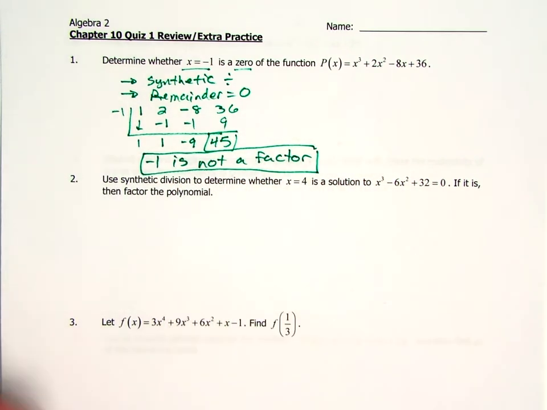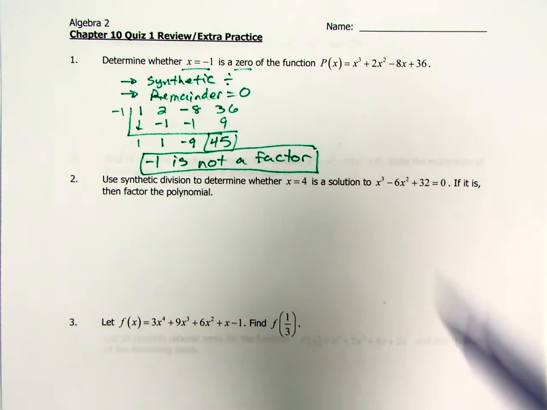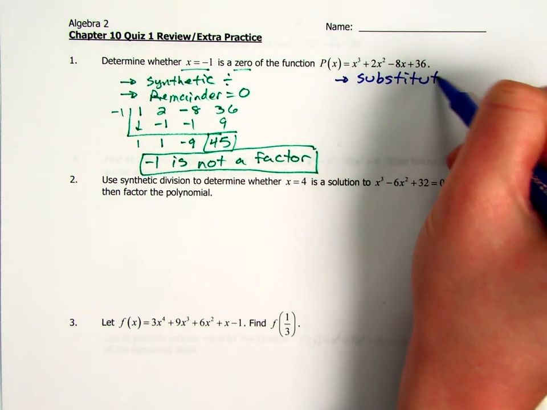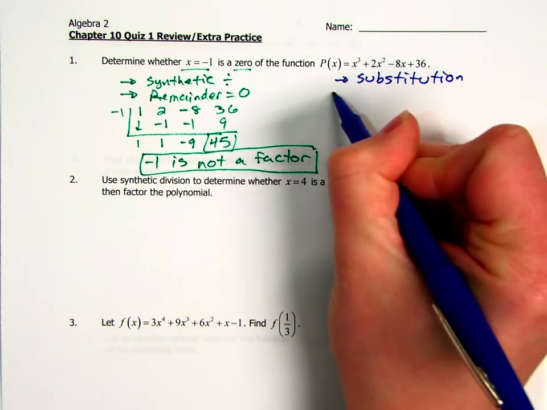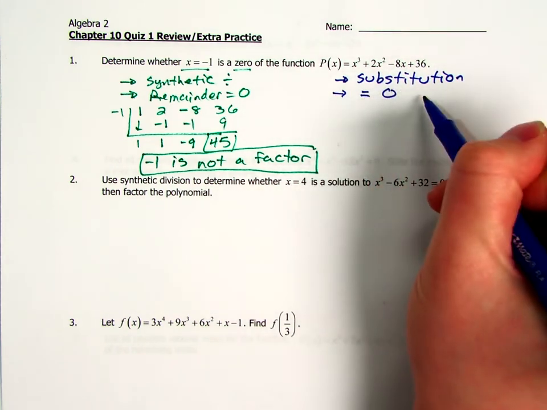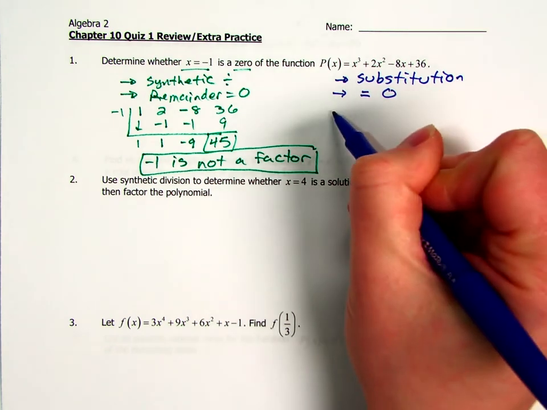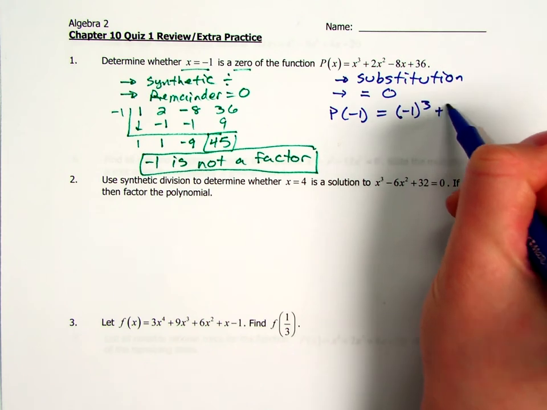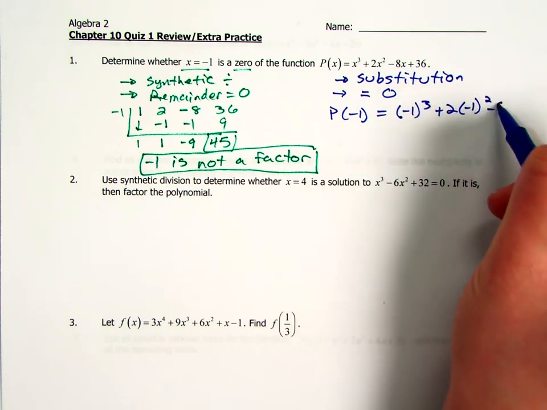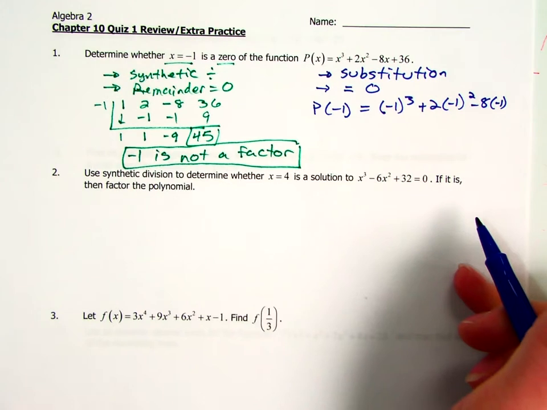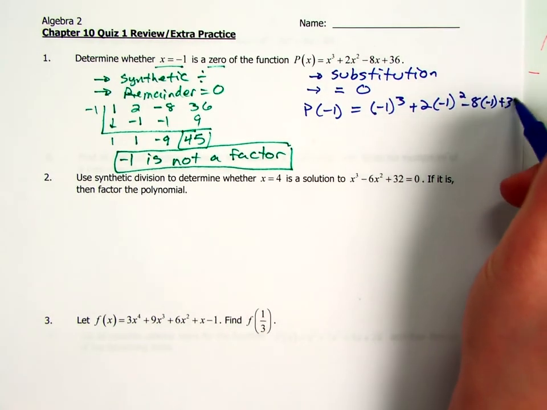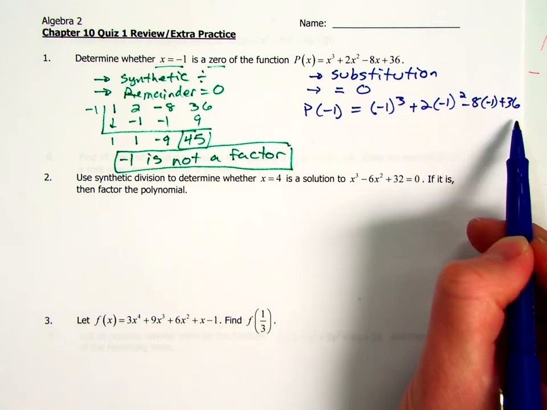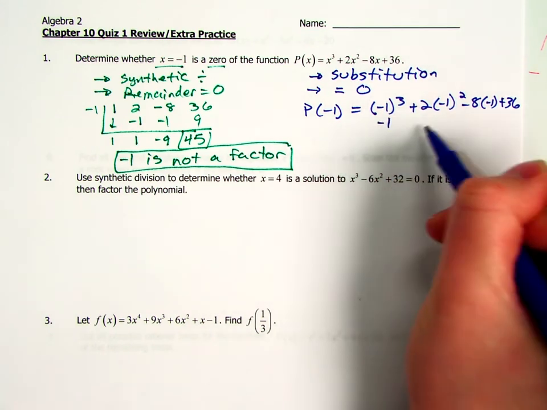Now, the other way you could have done this is instead of using synthetic division, you could have simply used substitution. If you use substitution, the idea is, again, that it would have to equal 0 in order to be a solution. So we would say p of negative 1 equals negative 1 cubed plus 2 times negative 1 squared minus 8 times negative 1 plus 36. All right, so then we can literally just type this whole thing in the calculator as we see it, or you could go ahead and say, oh, this is negative 1.